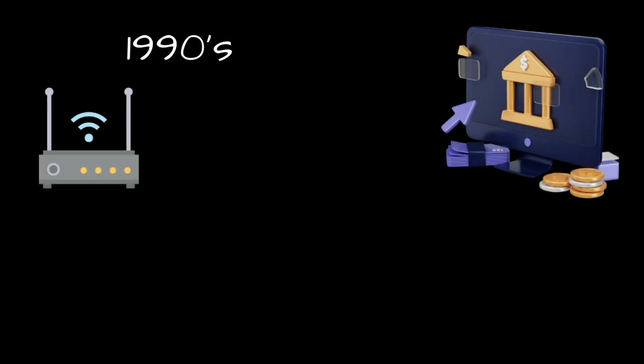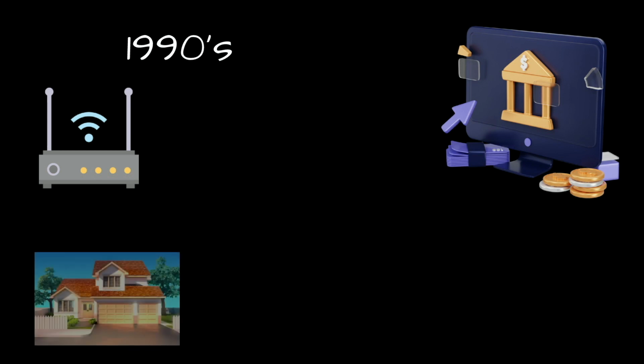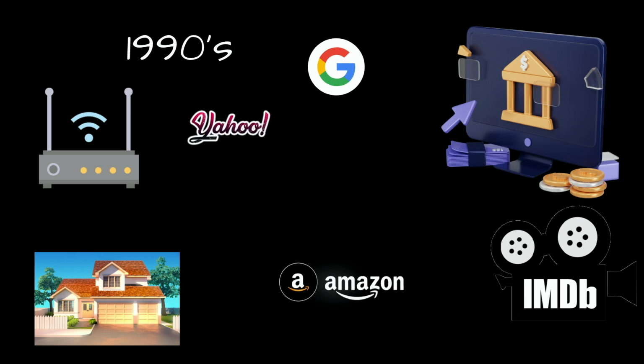By the 1990s, internet service providers, ISPs, started offering internet connections to regular households. Websites like Amazon, Google, eBay, IMDb and Yahoo went online.